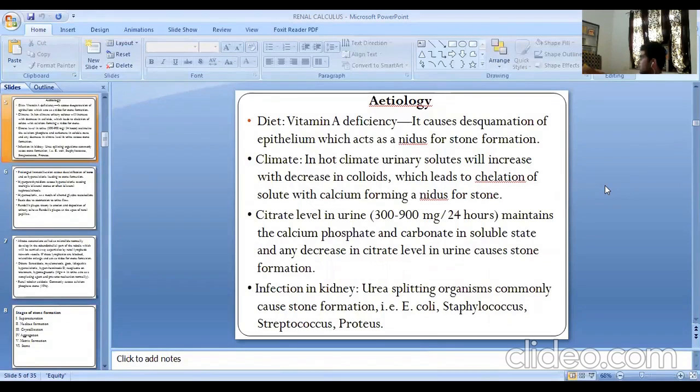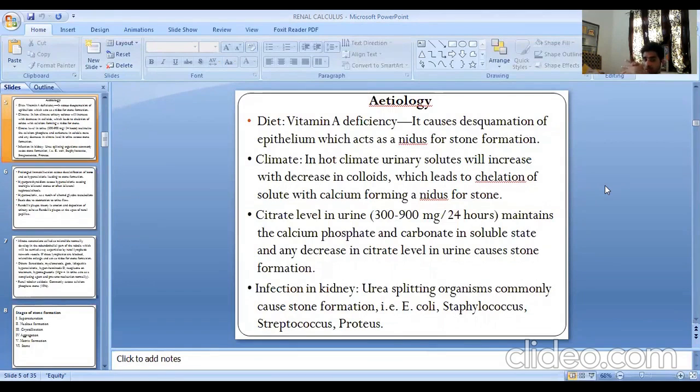Etiology. Diet: Vitamin A deficiency. It causes desquamation of epithelium which acts as a nidus for stone formation. Climate: in hot climate, urinary solutes will increase with a decrease in colloids, which leads to chelation of solute with calcium forming a nidus for stone. Citrate in urine maintains the calcium phosphate and carbonate in soluble state, and any decrease in citrate level in urine causes stone formation.